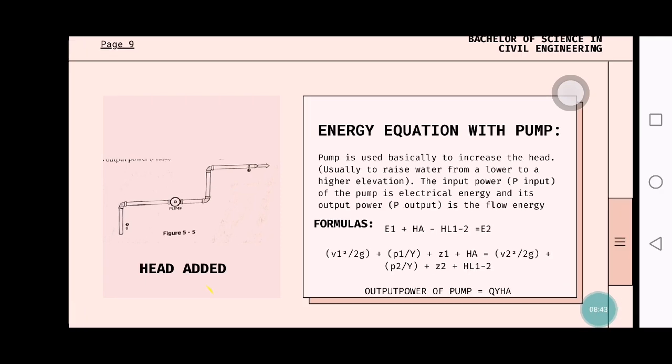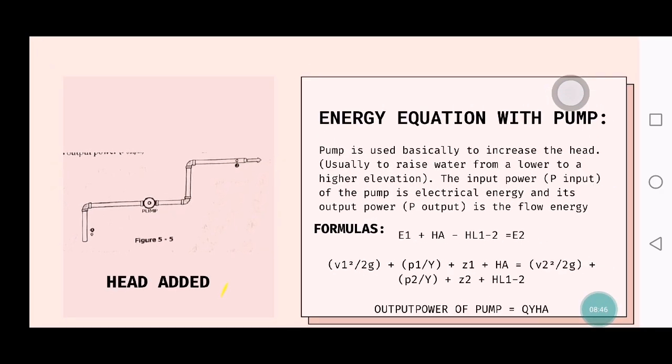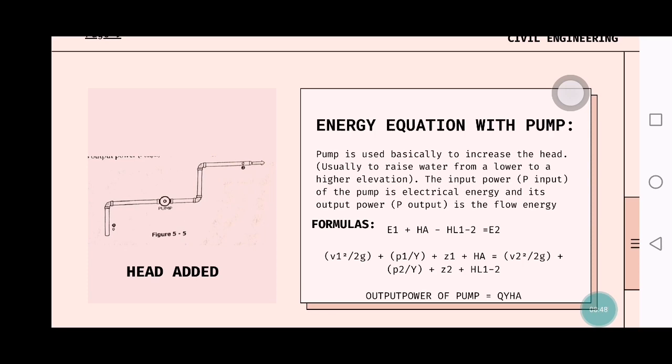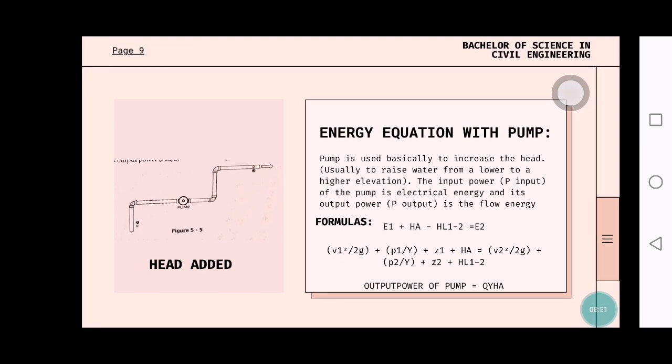So, makita na po karay, head added. Nag-add kita head. Pump is used basically to increase the head, usually to raise water from lower to higher elevation. The input power P input of the pump is electrical energy and its output power P output is the flow energy. So, hara na formula, makita mo na ito. So, nagdugang karahay, output power of pump is equals to discharge times weight density times head added.